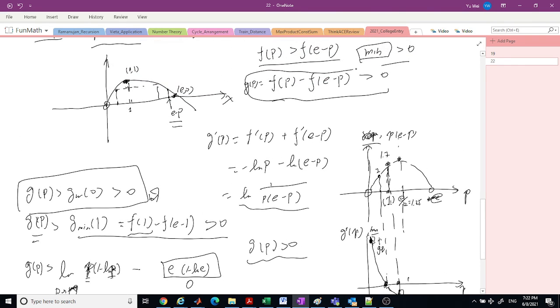As long as we can prove this, we can prove p plus q is less than e. Okay, so that's about this problem.